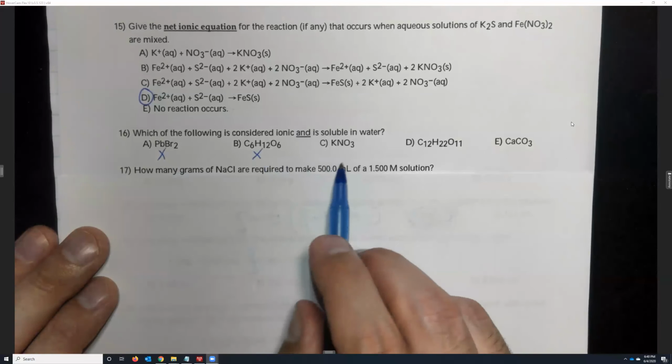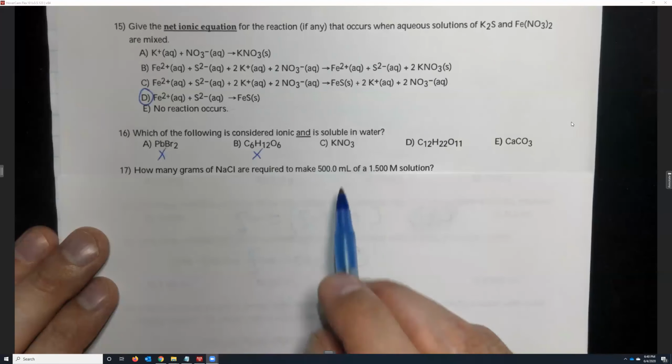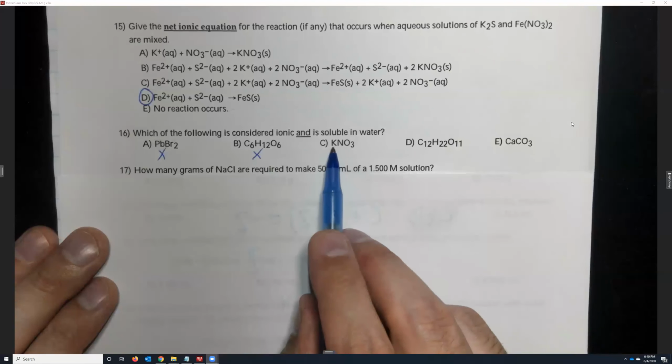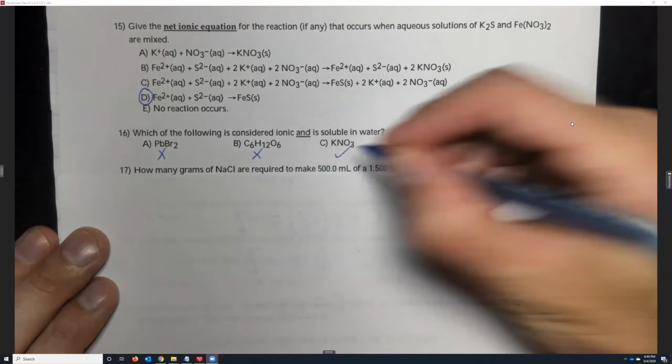KNO3. This one came up in the previous question. Potassium is a metal, so this is an ionic compound. Nitrate's a polyatomic ion. In this case, this is soluble. Potassium salts are always soluble. Nitrates are always soluble. That's your answer.